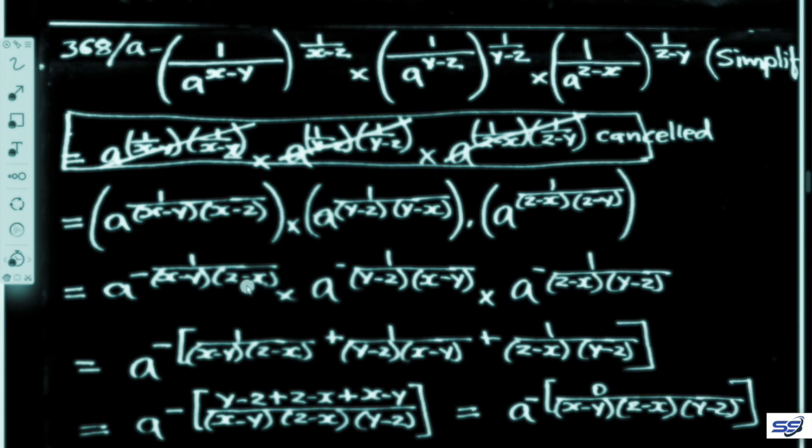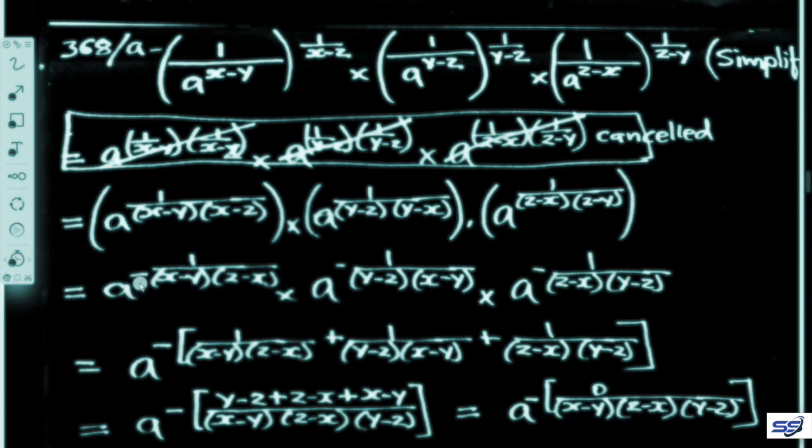On changing here, also here a to the power 1 upon (y minus z)(x minus y) with a minus. Here, given in the beginning y minus x, and here given x minus y. If this is inverted, then a minus sign comes in front. Same thing here also: here x minus z, and here is z minus x. If it is inverted, a minus sign comes in front.